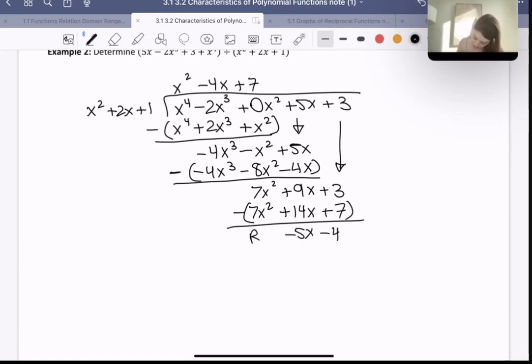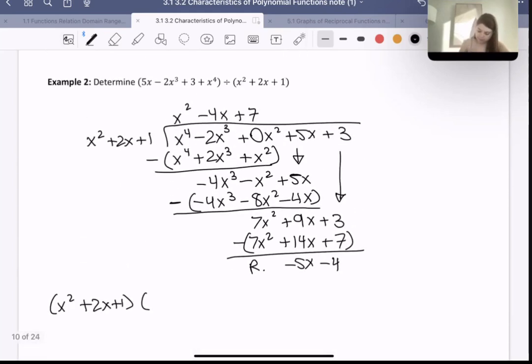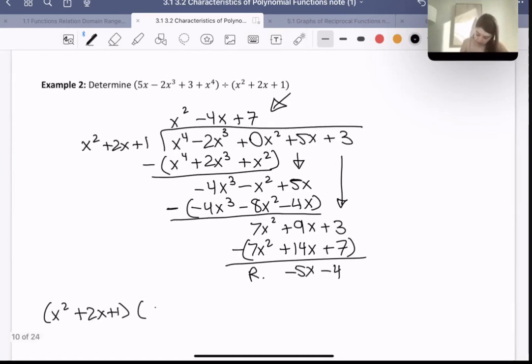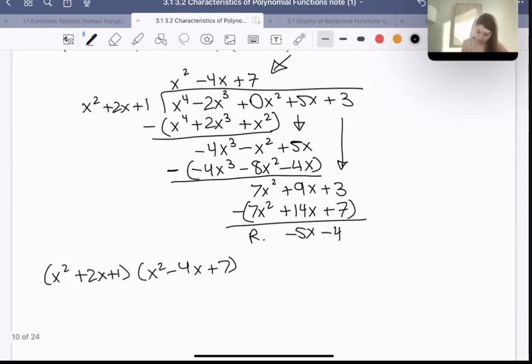So that's our remainder. So if we were to write this out, we would say that therefore x squared plus 2x plus 1 times the answer we got, which up here on the top was x squared minus 4x plus 7, right? That's our answer.